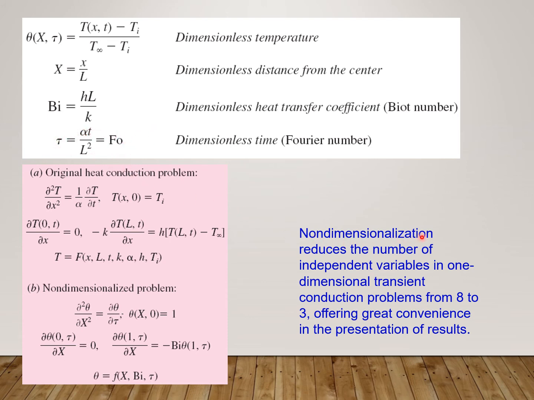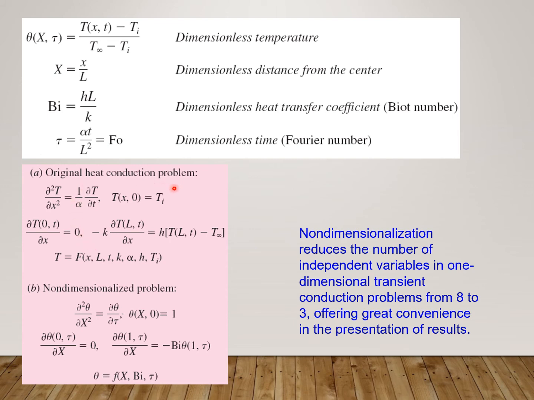And this reduces the number of independent variables. That's why it is non-dimensional. It reduces the number of independent variables in one-dimensional transient conduction problems from 8 to 3, offering great convenience in the presentation of results. So that's why most of the units are dimensionless.